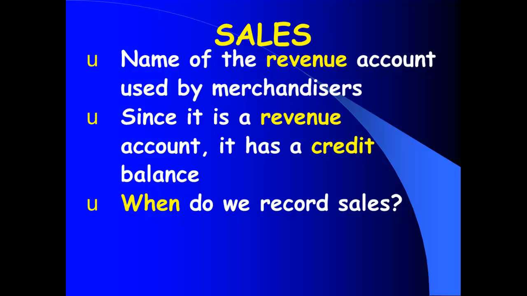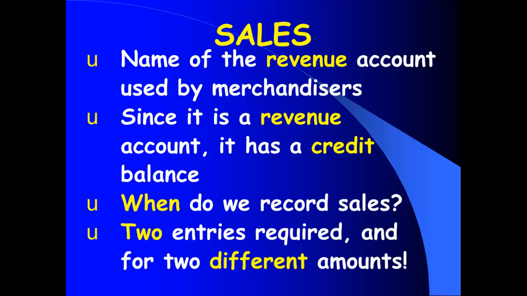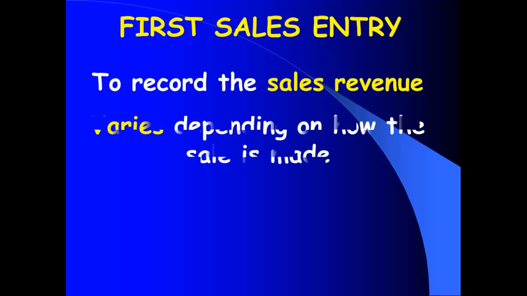So when do I record sales? Well, I'm going to give you the short answer right now. We'll talk about it later on. But the short answer is we record sales when legal title to the goods passes from the seller to the buyer. And that comes in dealing with something called terms, and we'll talk about that more when we get to the section where we talk about freight. But to record making a sale requires not 1 but 2 journal entries. 2 journal entries, and they are for 2 different amounts.